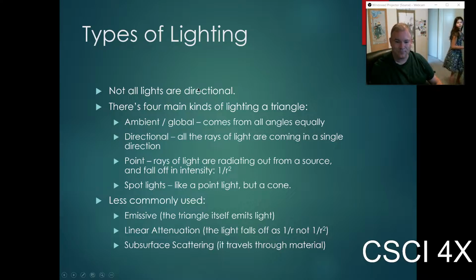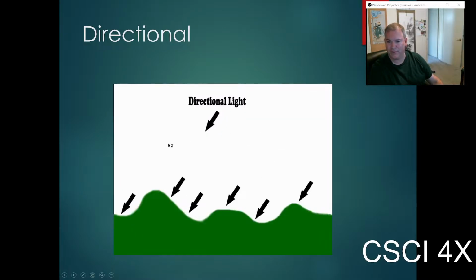Now, not all kinds of lights are like the sun. The sun is called a directional light. The reason why it's called a directional light is because all the light rays coming in from the sun are at the same angle. The sun is 1 AU away from the Earth. Ada, do you know what an AU stands for?